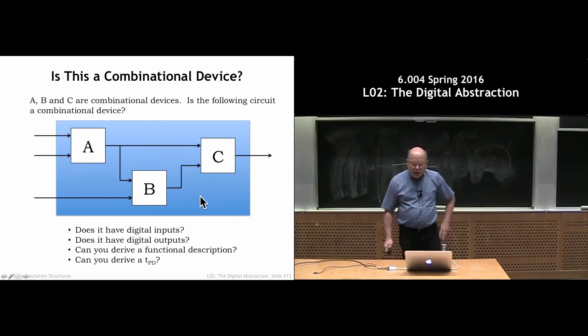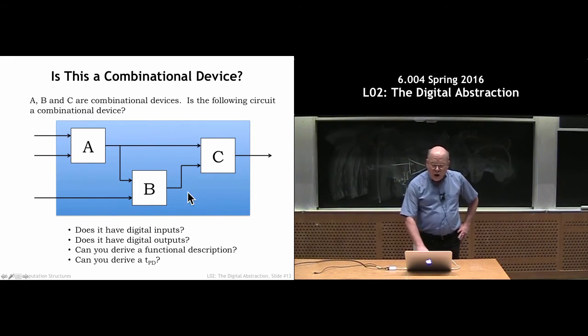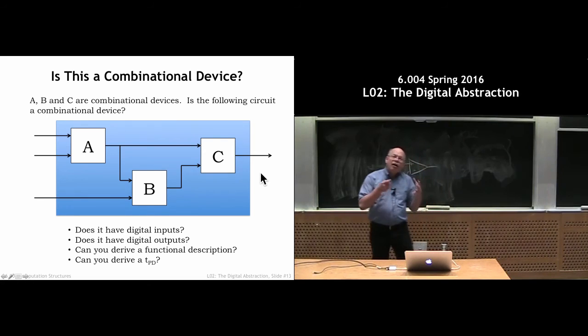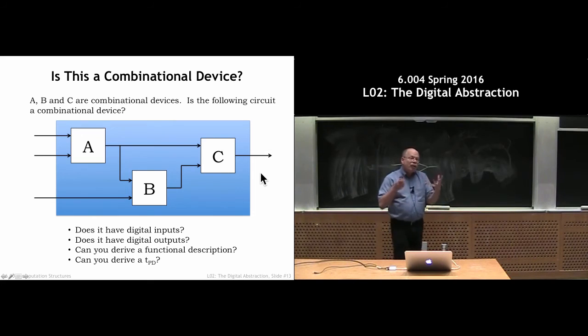How about a timing specification? Can you derive how long you have to wait to get the answer out? And again, with no cycles, the answer is sure. A tells me it will have its answer by time 1. B tells me it will have its answer 2 time units, say, after its inputs are valid. So now I'm at time 3 and C has its inputs. Starting at time 3, I can calculate how long C will take, because I have C's specification, to compute its answer. So I can very systematically use the properties of the components to deduce the properties of the system. So the whole thing is combinational.